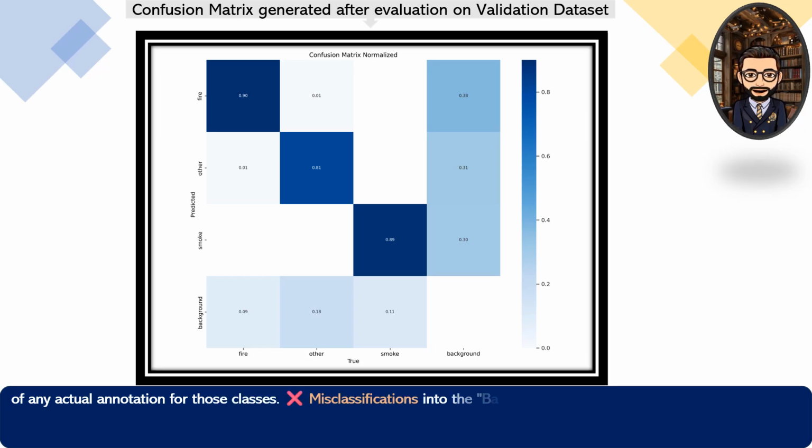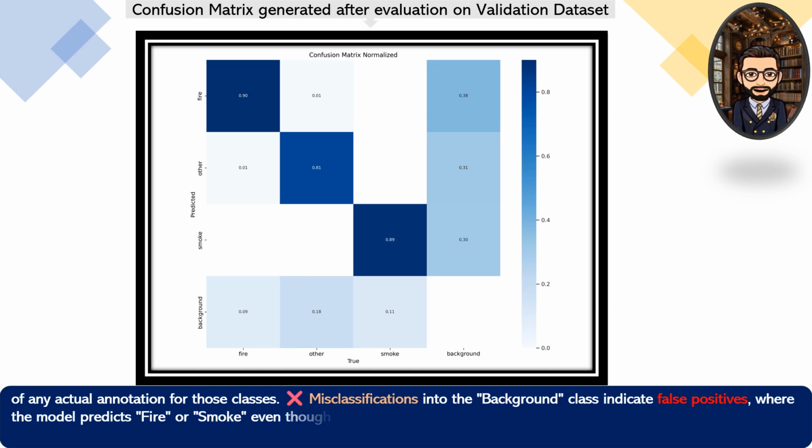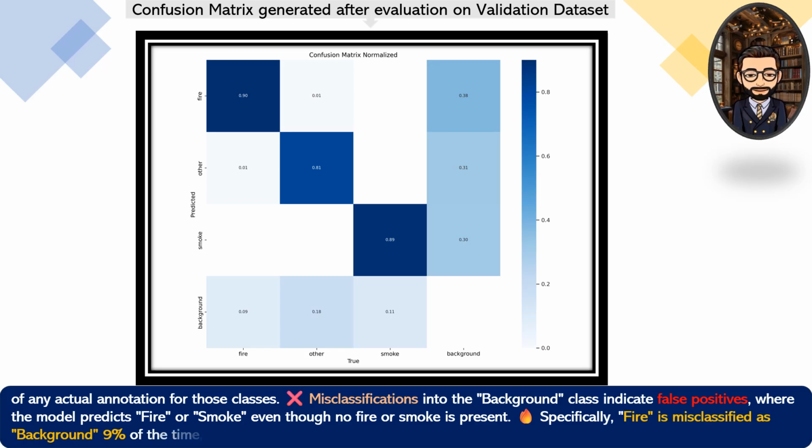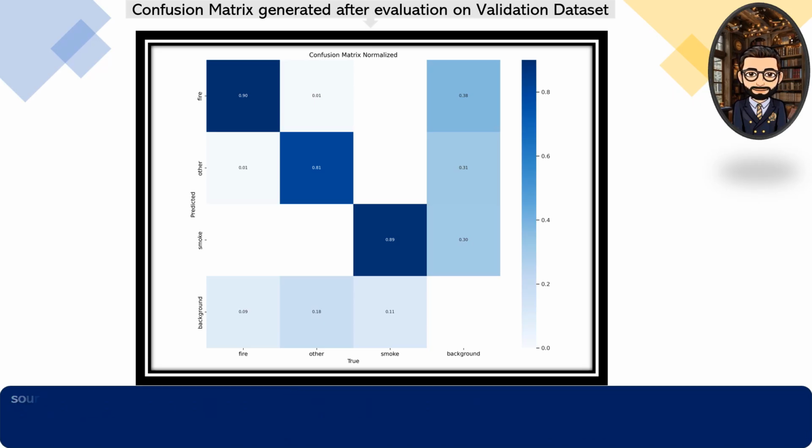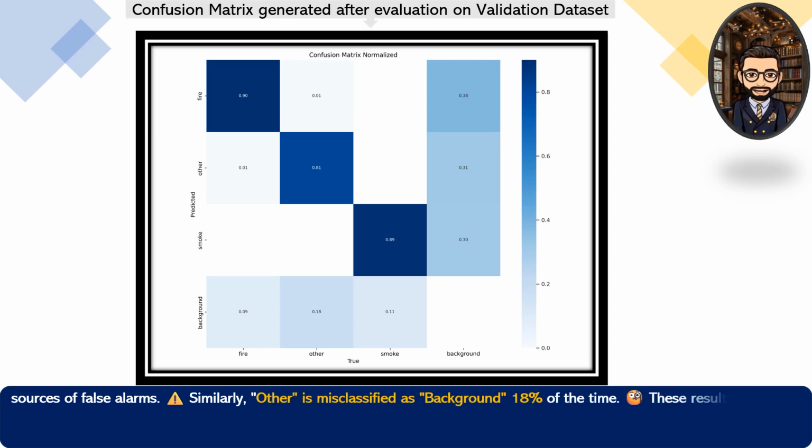Misclassifications into the background class indicate false positives, where the model predicts fire or smoke, even though no fire or smoke is present. Specifically, fire is misclassified as background 9% of the time, and smoke is misclassified as background 30% of the time, suggesting these are common sources of false alarms. Similarly, other is misclassified as background 18% of the time.